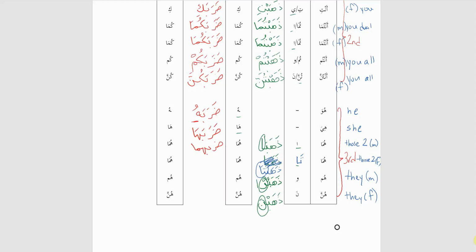ضربهما. He hit those two men. And this is ضربهما. Again, he hit those two females. You can't tell the difference between these two as well, so you can interpret it one way or the other.